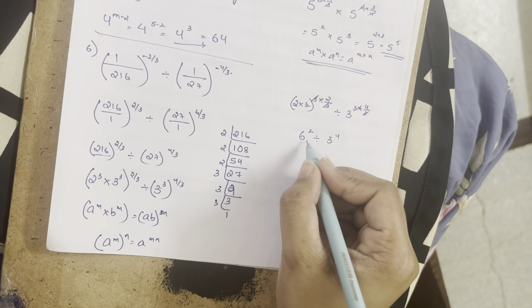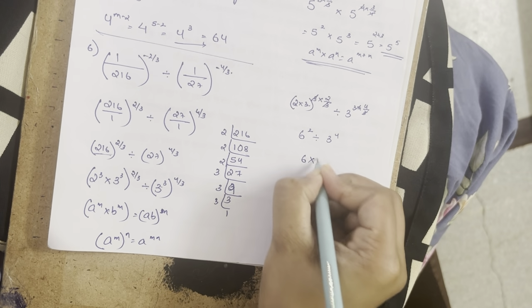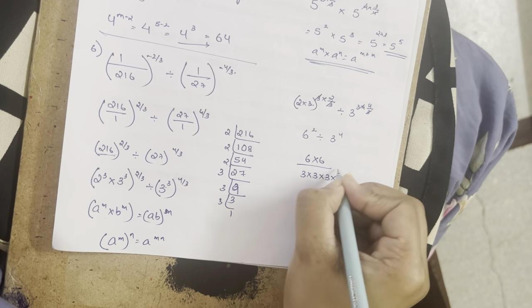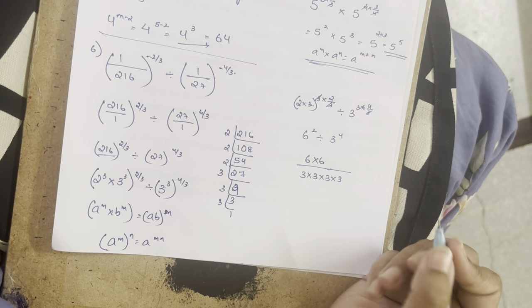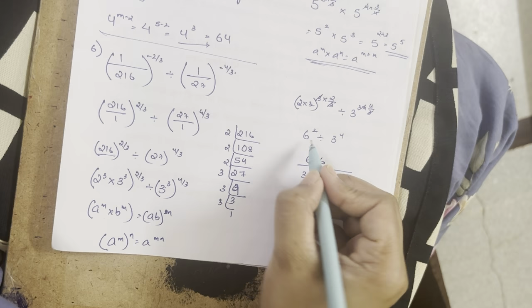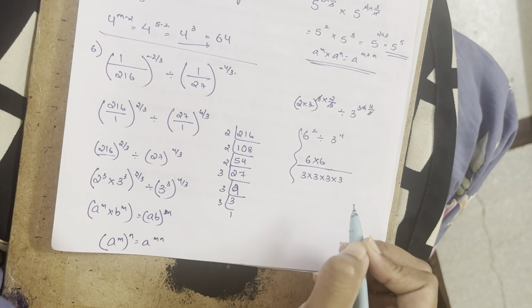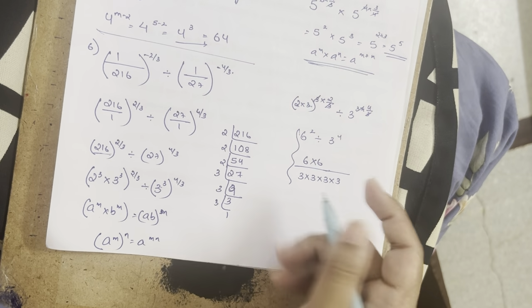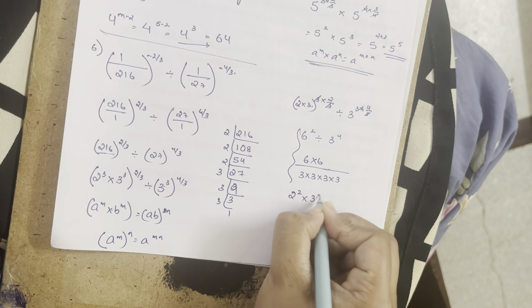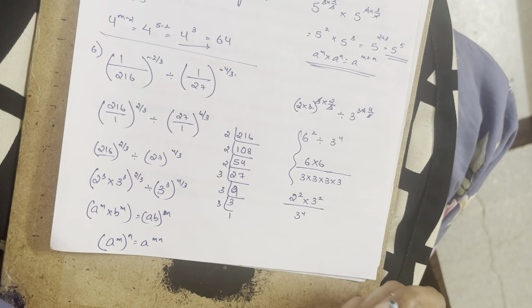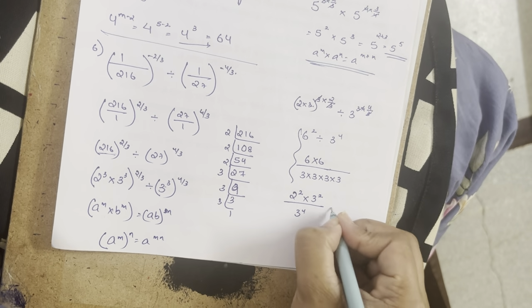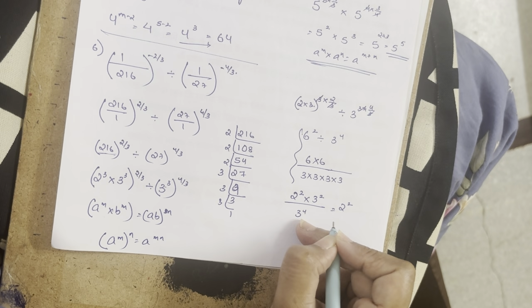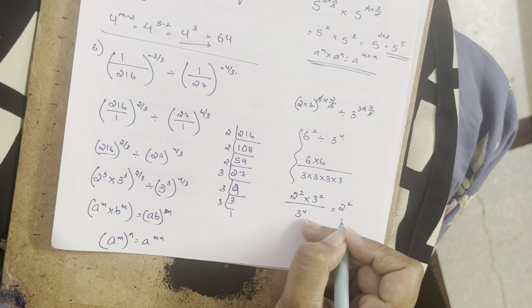Now let's write it 6 into 6 divided by 3 into 3 into 3 into 3, 3 to the power 4 is there. Or else, because you have a 3 in here, don't do this. Instead, what you do is, you take 2 square into 3 square by 3 to the power 4. What's gonna happen now? You will get 2 square itself. These two have the same base.